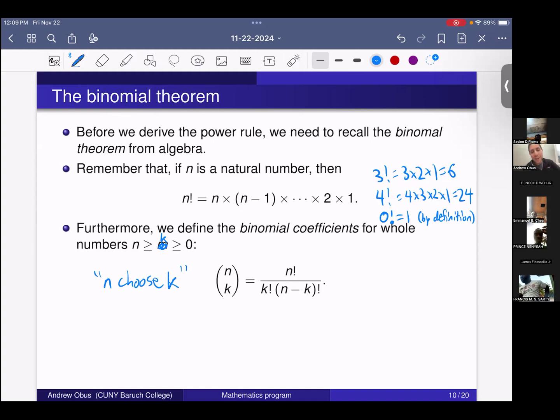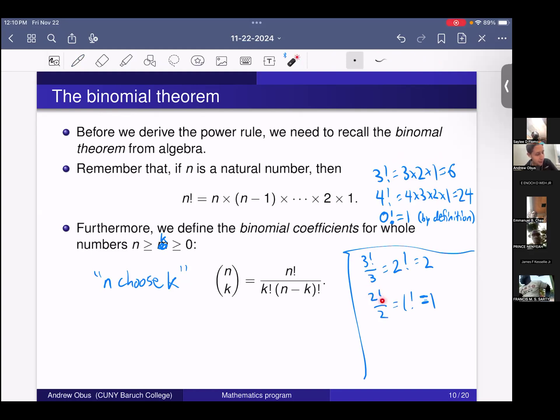It's basically by definition, but you can ask, why is that a good definition? And the reason why it's a good definition is the following pattern. If I take 3 factorial divided by 3, this should be equal to 2 factorial, right? Which is 2. Because 3 factorial is all of this, and I divide it by 3, what I'm left with is 2 factorial. So then 2 factorial, if I divide that by 2, that should be equal to 1 factorial, which is 1, right? Because 2 factorial is 2 times 1, and if I divide it by 2, I should just be left with 1.